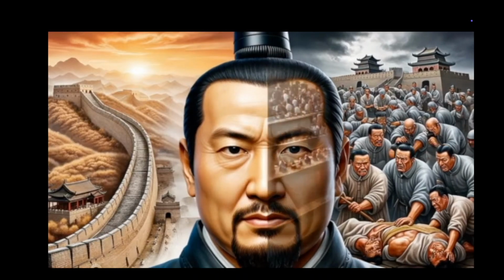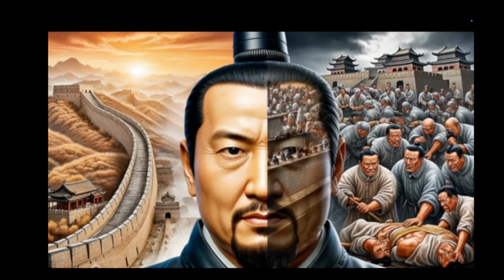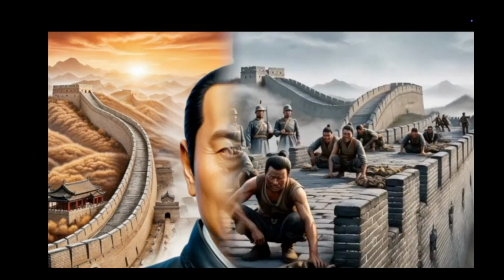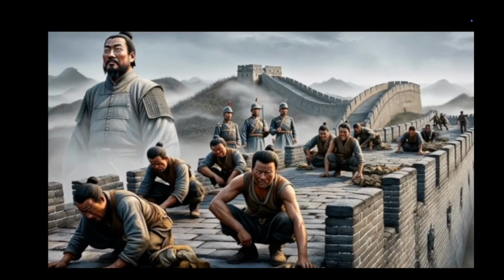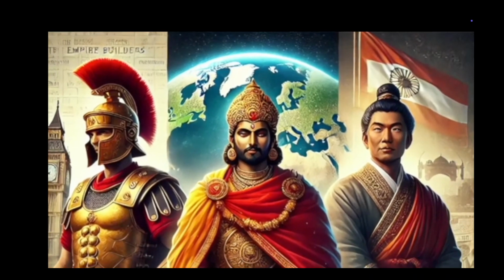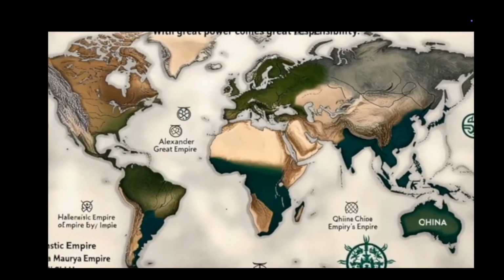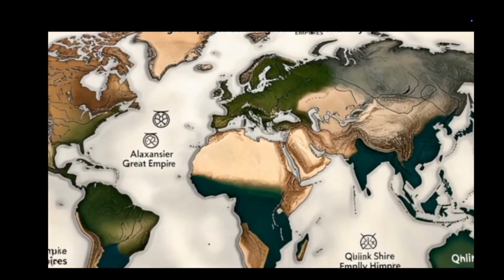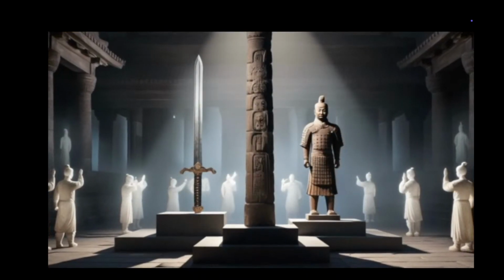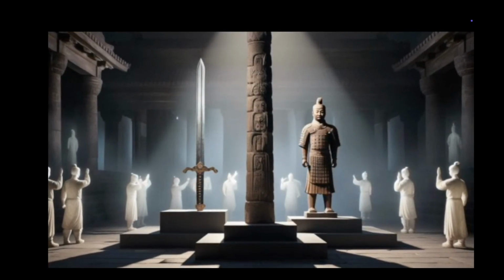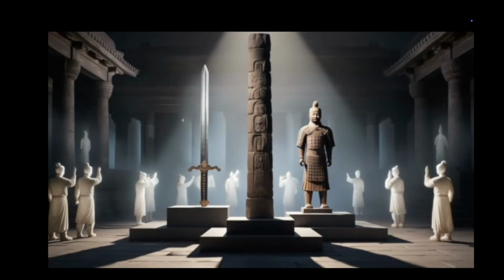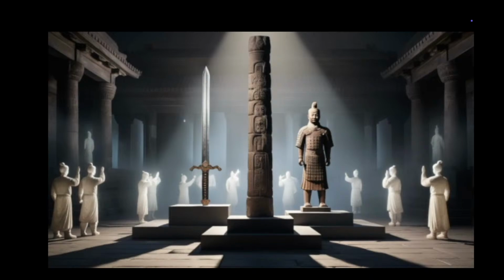However, his legacy is a double-edged sword. His authoritarian rule and harsh methods left a complex legacy that continues to be debated. Alexander, Ashoka, and Qin Shi Huang, three empire builders whose leadership and policies changed the course of history. Their stories remind us that with great power comes great responsibility. They dreamed big, built empires, and left legacies that shaped our world.